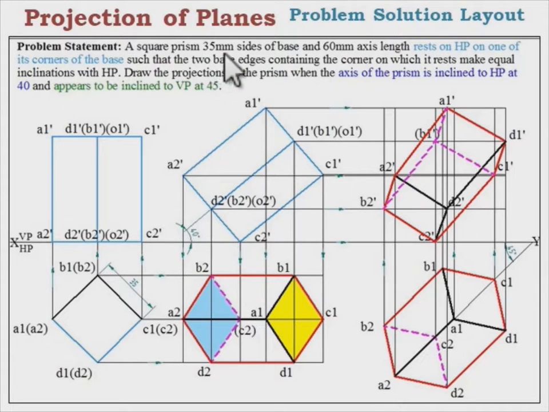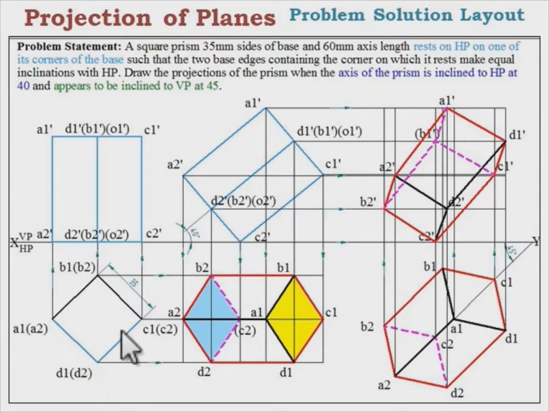A square prism 35 mm sides of base and 60 mm axis length rests on HP on one of its corners of the base, such that the two base edges containing the corner on which it rests make equal inclinations with HP. From this statement, it is clear that for first position, it is a square based prism and it is resting with one of its corners on HP.